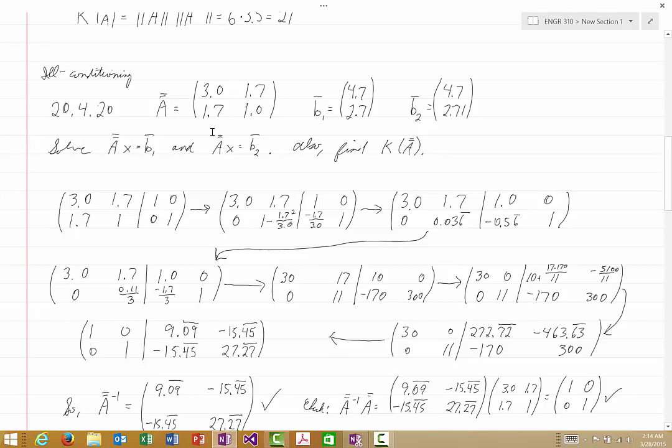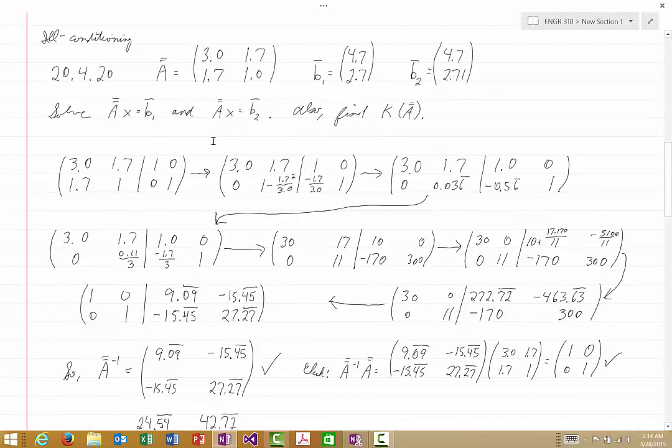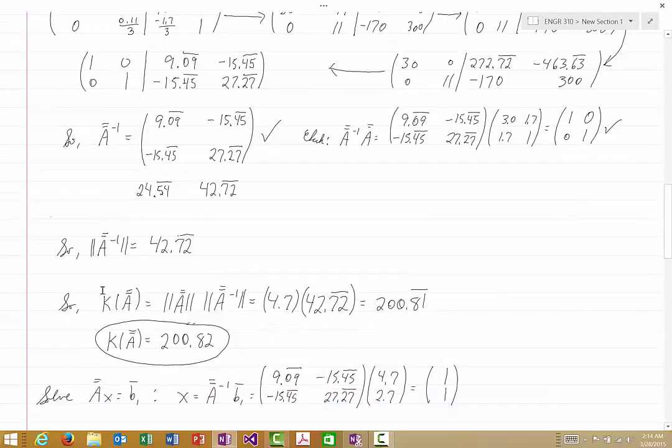Now, to calculate the condition number of A, we also need the norm of A itself, but that's easy. Here is A. The sum of the absolute values of the numbers in the first column is 4.7. The sum of the absolute values of the numbers in the second column is 2.7. So the norm of A is 4.7. Now we're ready to calculate the condition number of A. We have norm of A times norm of A inverse, which is 4.7 times the 42.72 repeating that we just calculated, and that gives us 200.81 repeating. So we end up with the condition number of A equals 200.82.